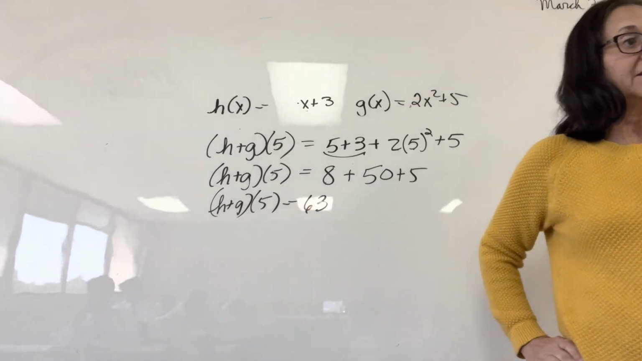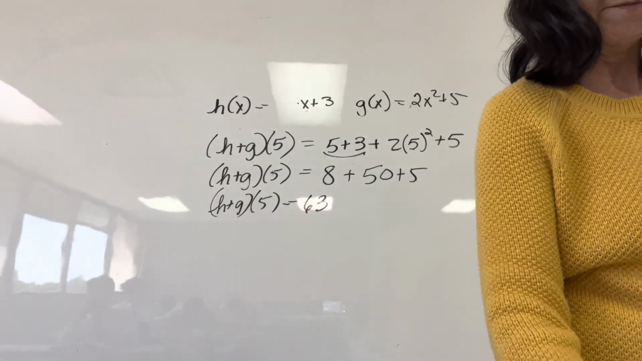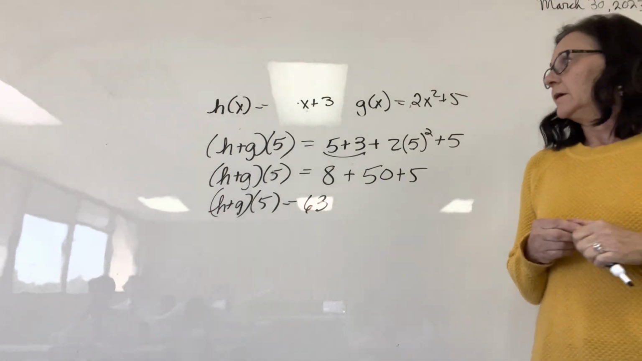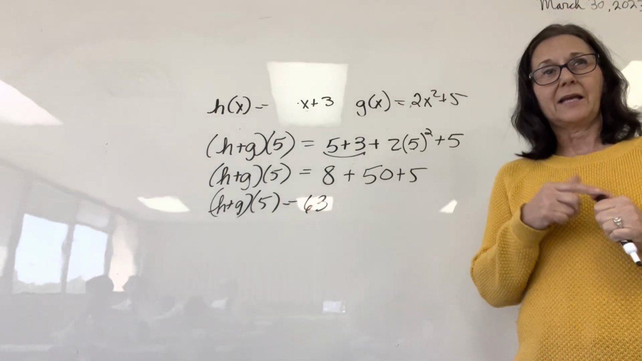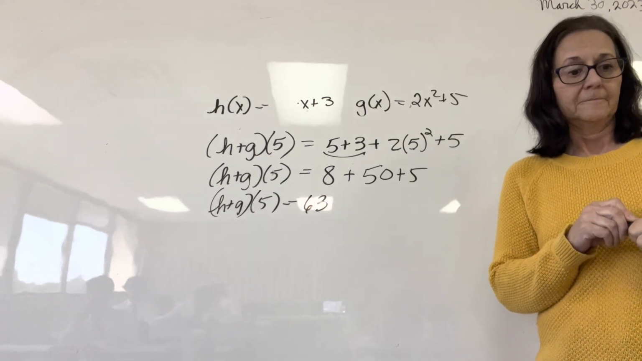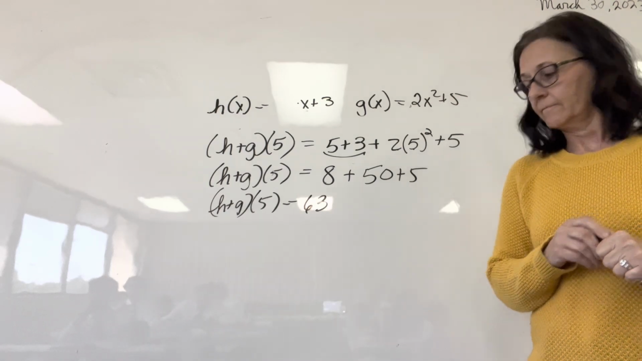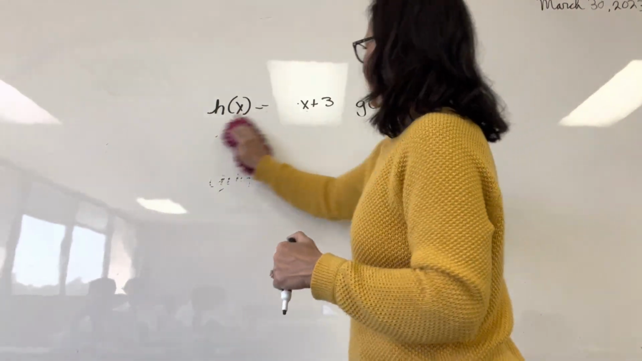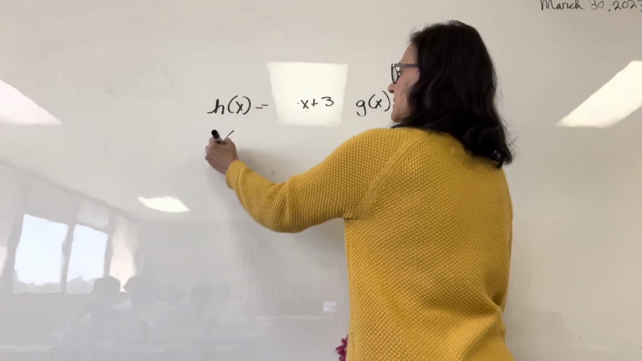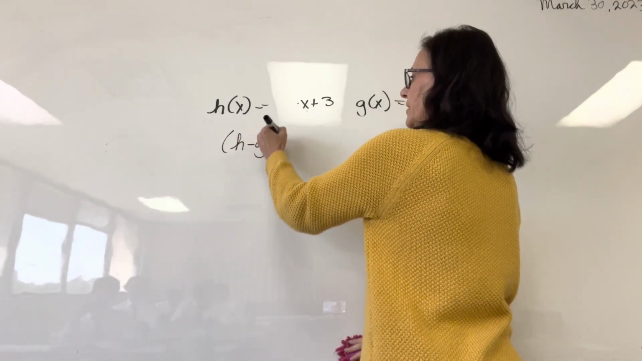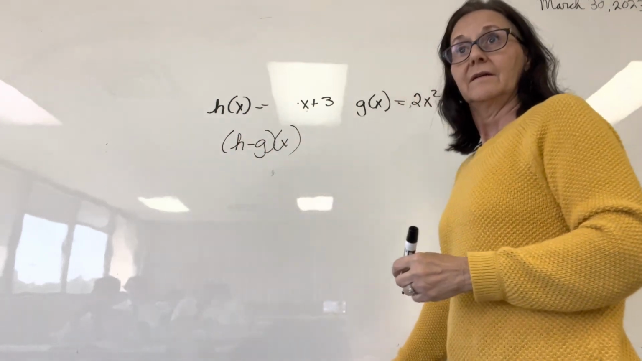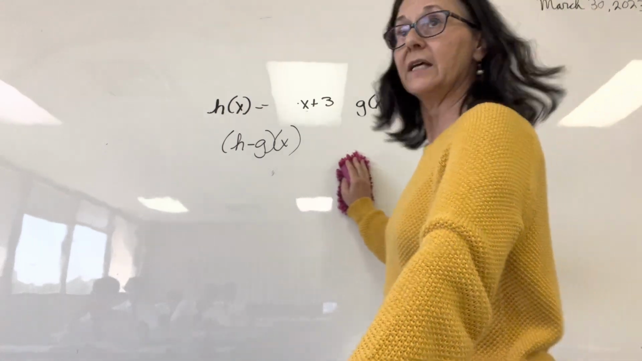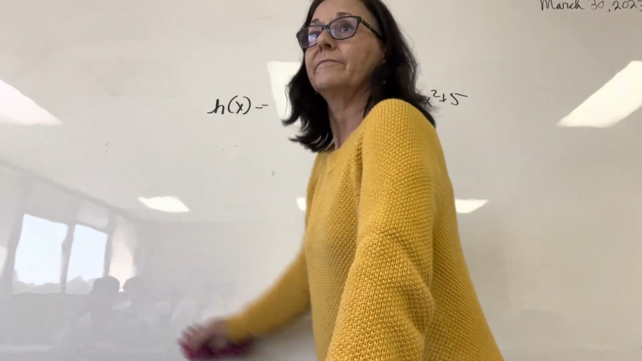All right, so that's adding functions. You could also subtract them, but remember when you subtract them, you have to distribute that negative to the second function. How do you know when to subtract them? Because it would tell you. It would say h minus g of x. So there's a negative instead of a plus. Make sense? And you would distribute the negative where?